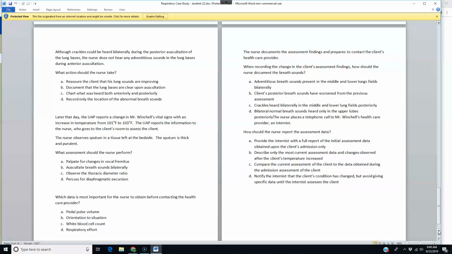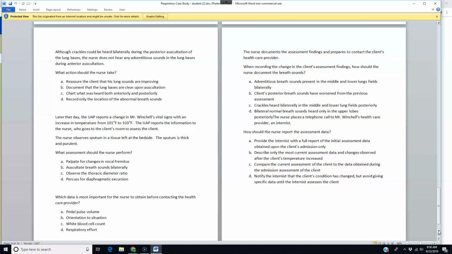This is huge when it comes to assessing our patient's respiratory status. This is such a big system. It's about oxygenation, okay? So next question. Although crackles could be heard bilaterally during the posterior auscultation of the lung bases, the nurse does not hear any adventitious sounds in the lung bases during anterior auscultation. What action should the nurse take? And the answer to that would be C. Chart what was heard both anteriorly and posteriorly, and that's all you can do, okay?